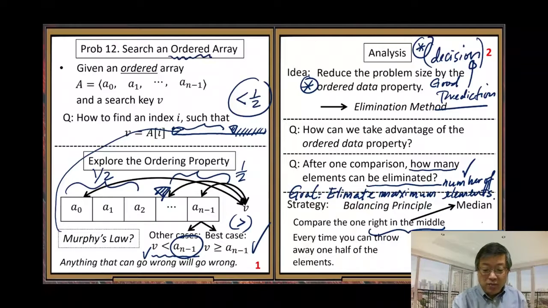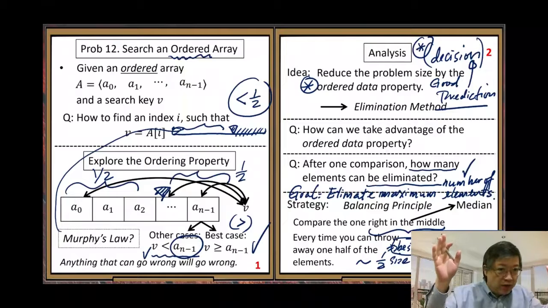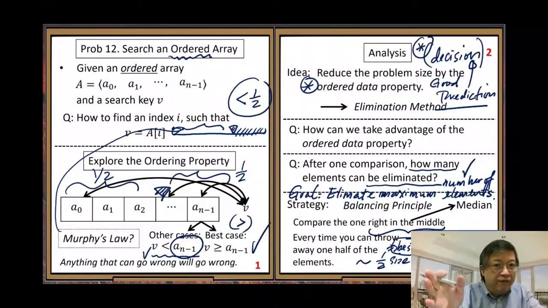But based on our median-based elimination, every time we eliminate approximately, may not be exact, 1/2 of the data size. That one is less than 1/2 of the data size. Which one is better? Clearly, the median-based elimination can give us the best solution. So that is the elimination. All right, we finish our D.1 video right here.